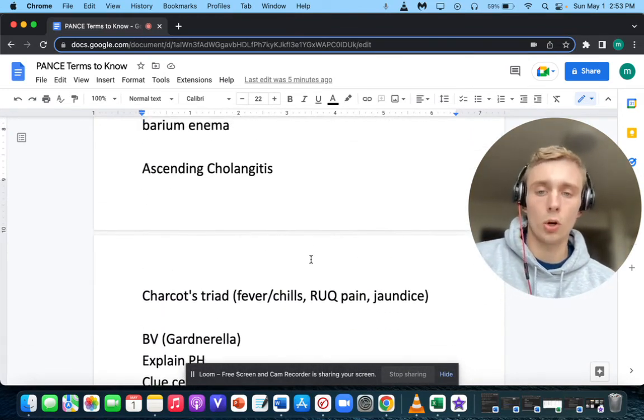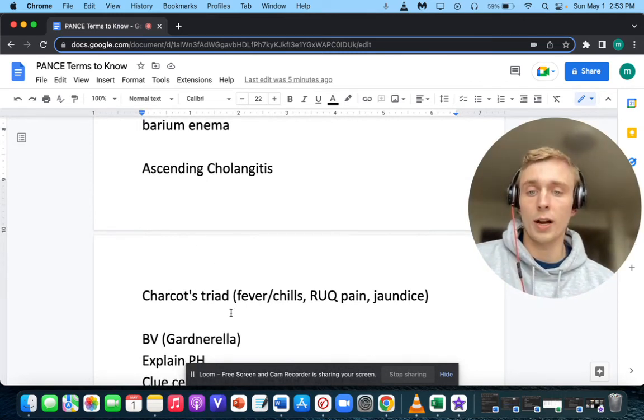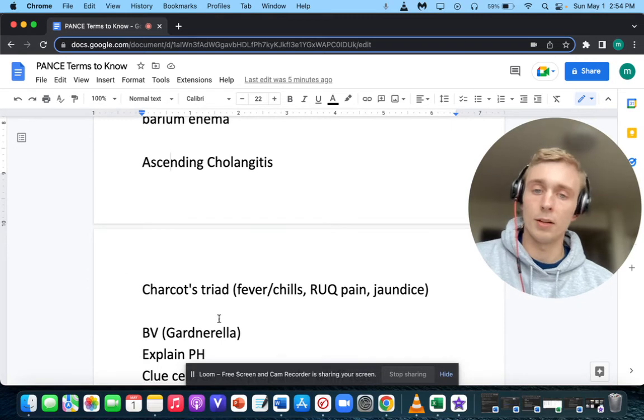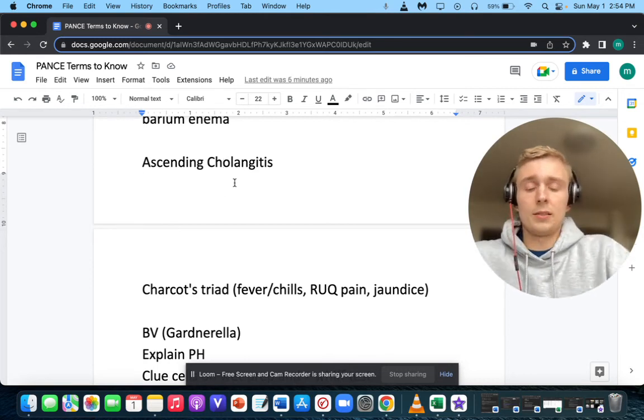And what is Charcot's triad? Charcot's triad is fever and chills, right upper quadrant pain, and jaundice, and that's indicative of ascending cholangitis. And then what is Raynaud's pentad? Raynaud's pentad is fever and chills, right upper quadrant pain, and jaundice, plus altered mental status and hypotension. Either the Charcot's triad or the Raynaud's pentad can be found in ascending cholangitis.